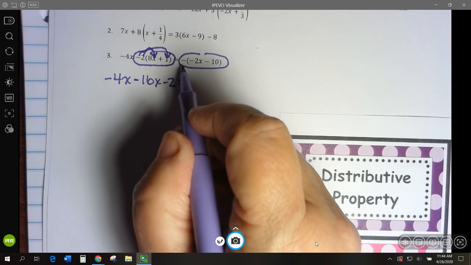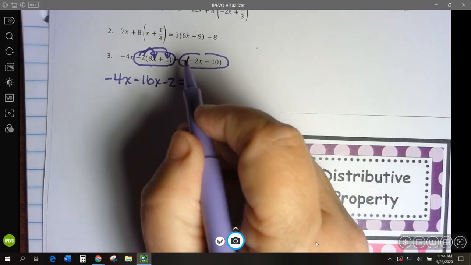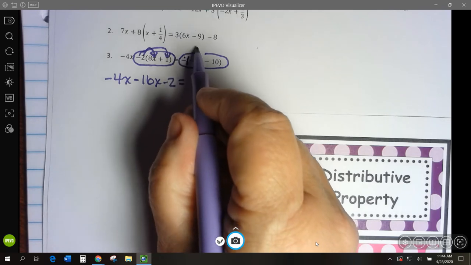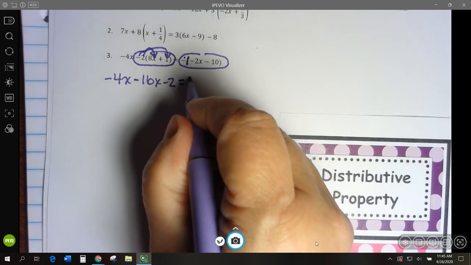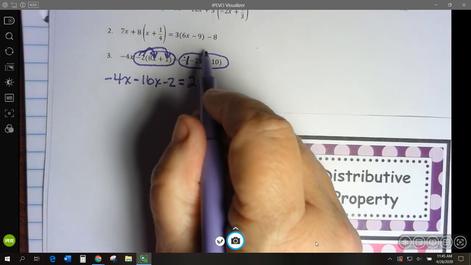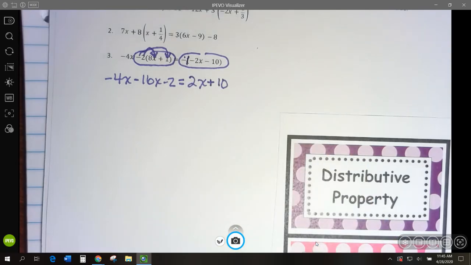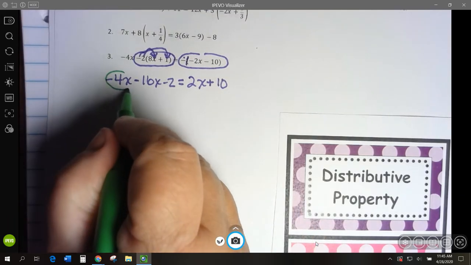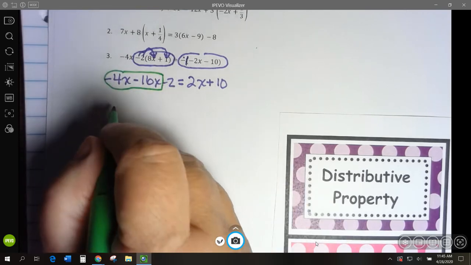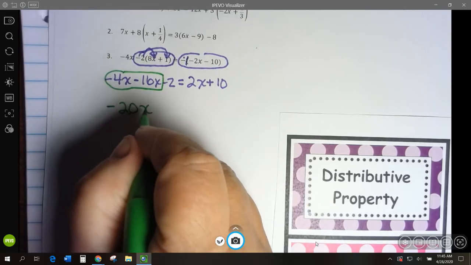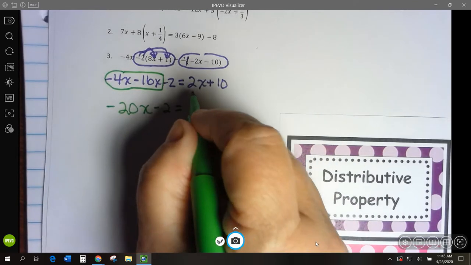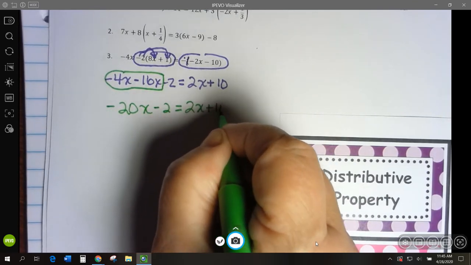What's our coefficient? Remember, it's that invisible 1. So we have an invisible negative 1. Negative 1 times negative 2x is a positive 2x. And a negative 1 times a negative 10 is a positive 10. Now we're going to combine our like terms. We have a negative 4x and a negative 16x. That's going to give us a negative 20x minus 2 is going to equal 2x plus 10.